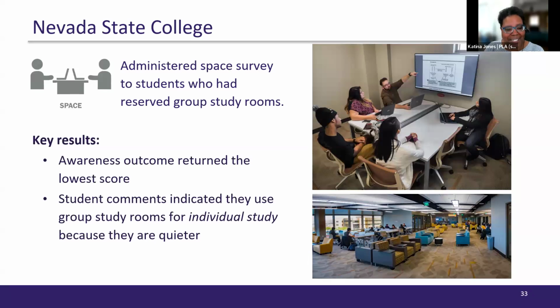But back to the Nevada State College. So to measure the outcomes of Nevada State College's physical library space, the staff administered the survey to students who had booked study rooms via LibCal. Overall, results were positive, but the lowest score came in on awareness. That is, students were not making the connection to the other resources and services available from the library. One possible reason they decided for this was limited signage.